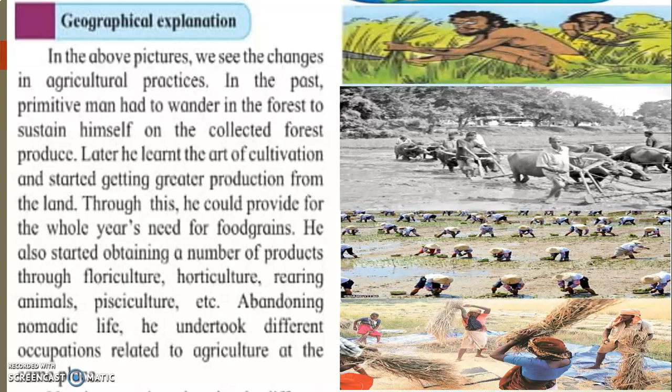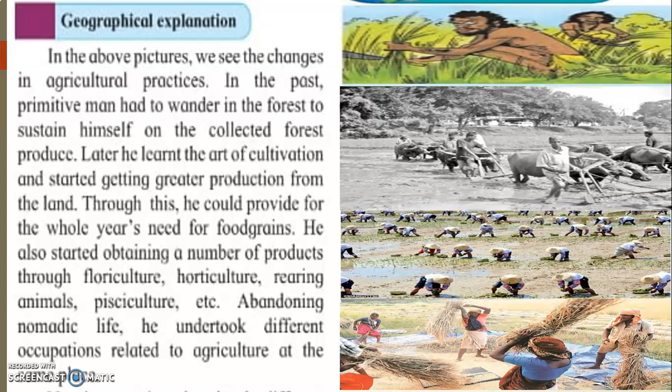Now looking at picture 9.2, what we just saw. In the above picture, we saw the changes in agricultural practice. In the past, when primitive man or the Stone Age man was there, he had to wander in the forest to sustain. Sustain means for his daily needs, for his clothing, for his food, for his shelter. He has to wander from one place to another and search for all these things. And he has to sustain himself on the collected forest produce.